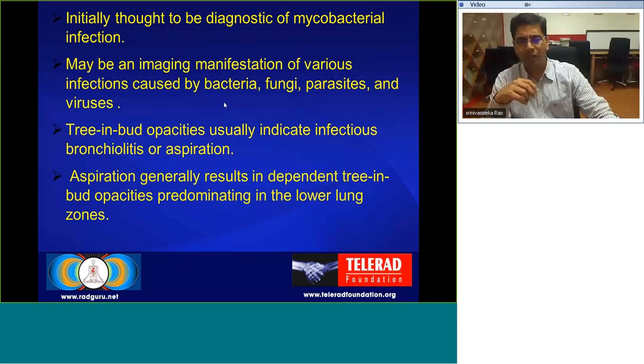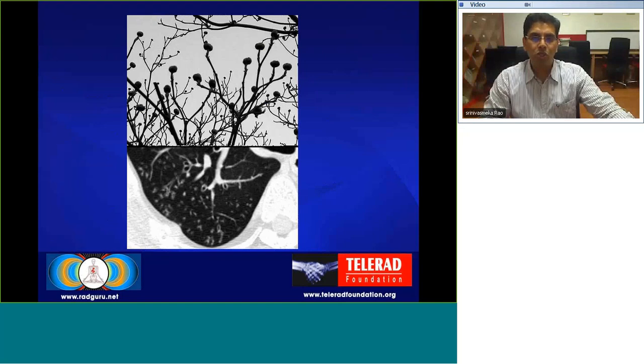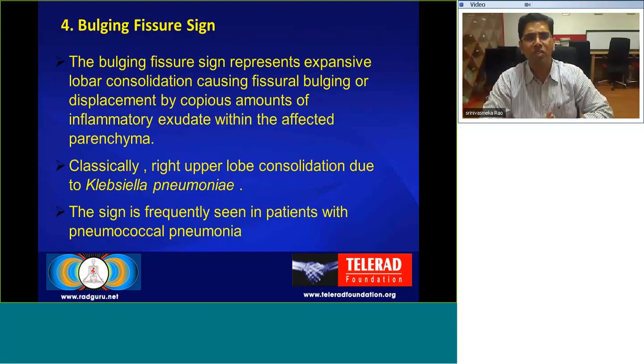In fact, there are a lot of mimics in the chest radiograph or the CT chest. But if you ever see this tree in bud, you can be sure that this is an infection. We have to determine what infection it is. And sometimes aspiration also gives rise to tree in bud opacities in the lower lung zones.